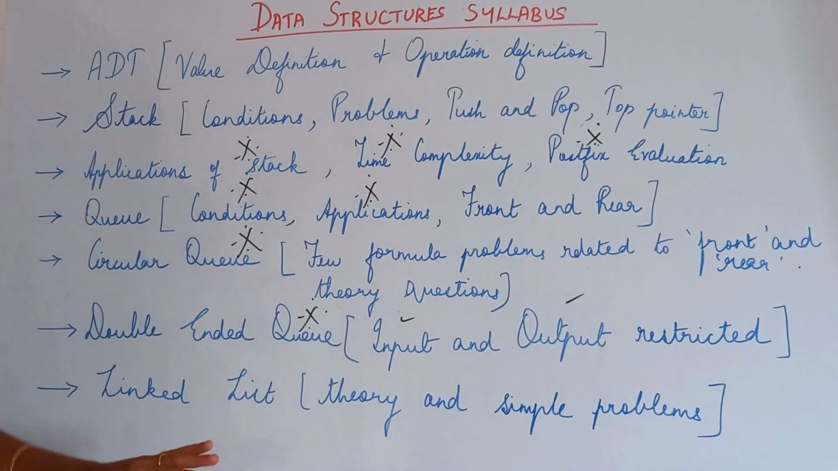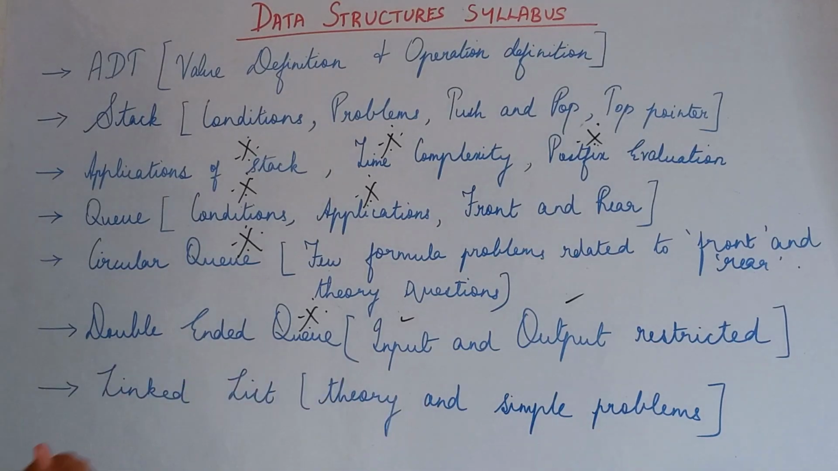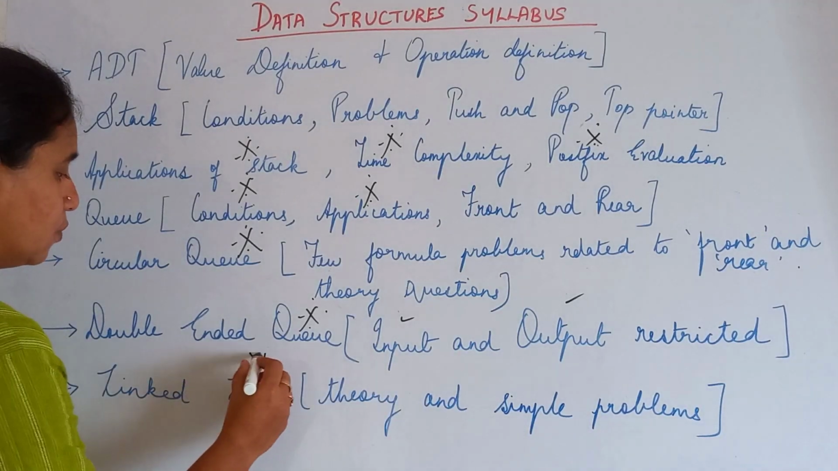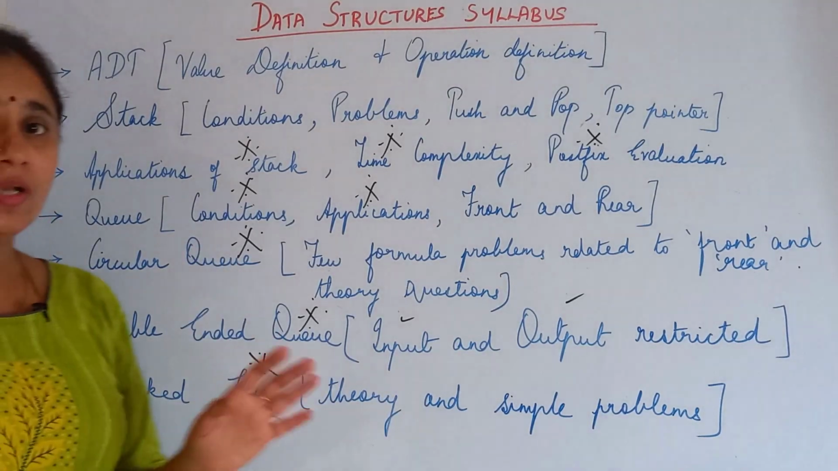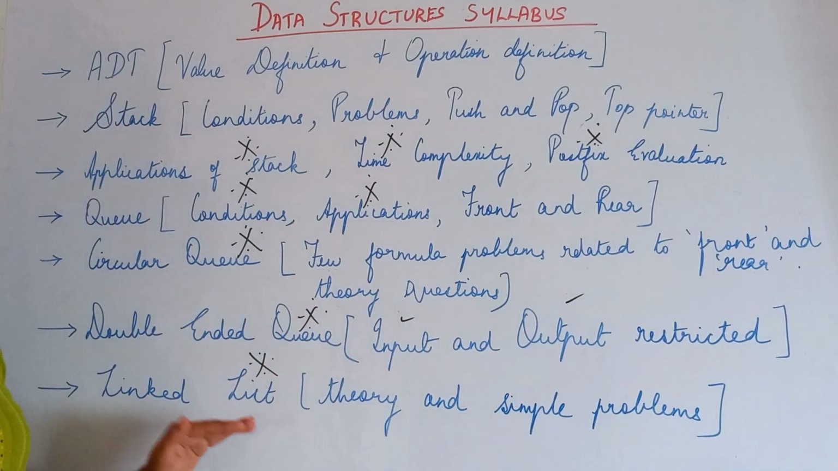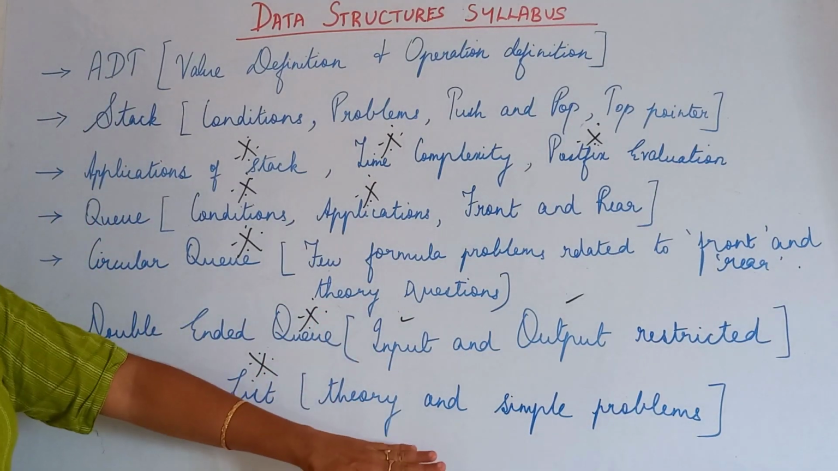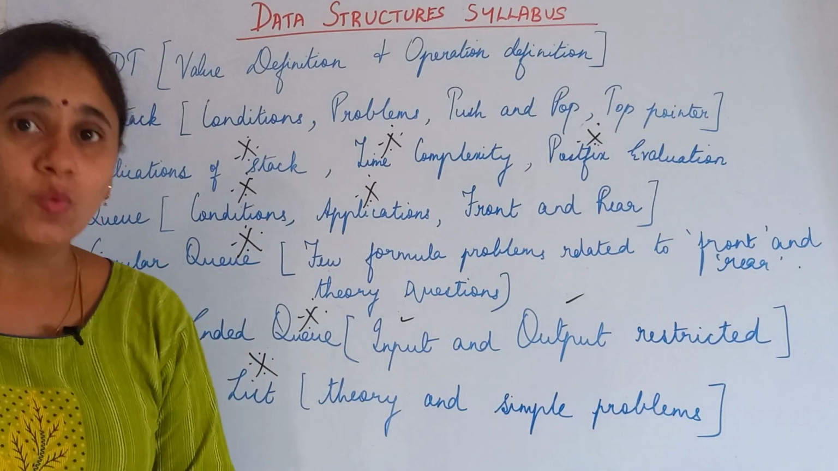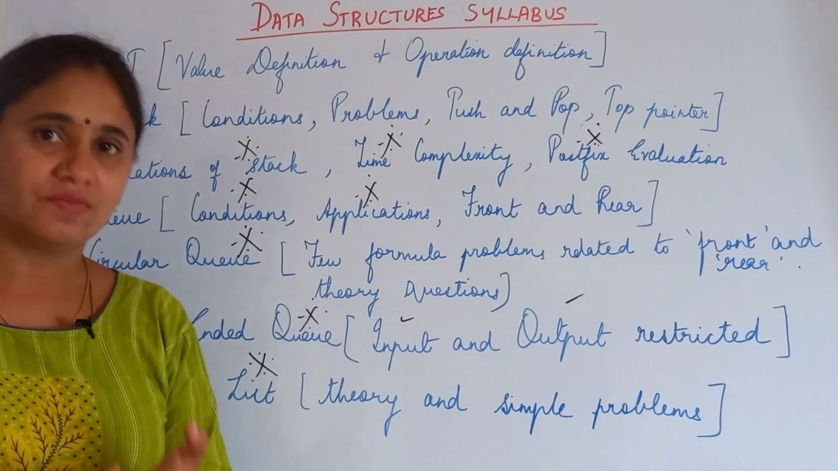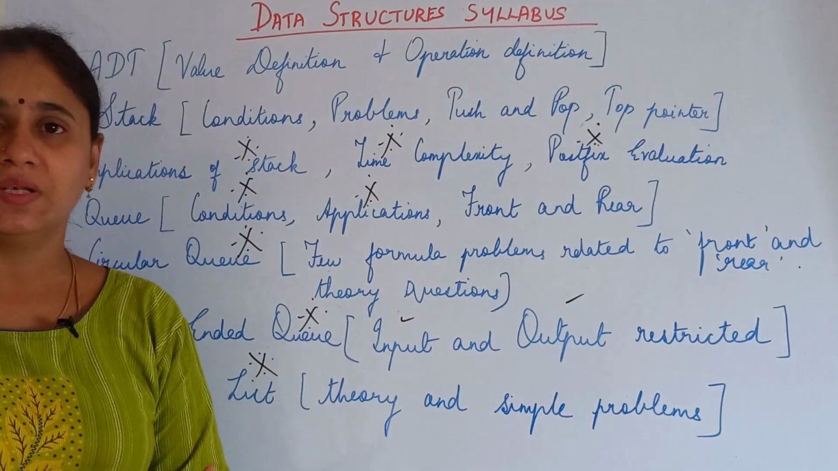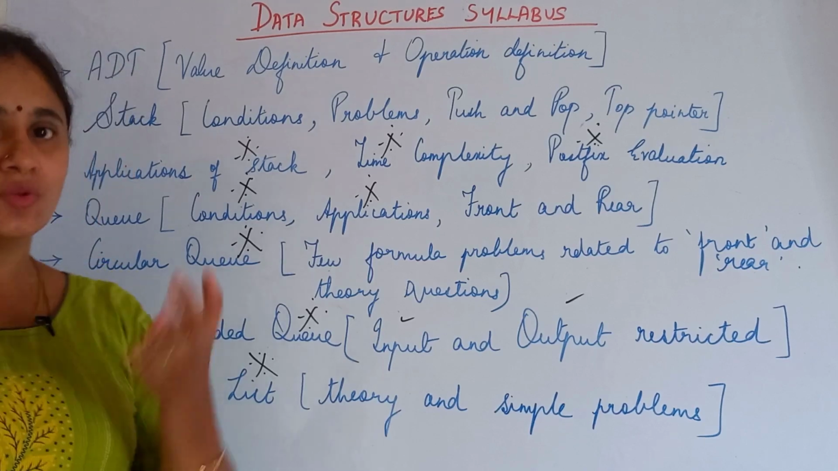Okay, next is about linked list. Linked list is very important. Under linked list we are going to study, it is a data structure. We are going to study what is a linked list and what are the different types of linked list available, that is single linked list, double linked list, circular linked list, so like this.